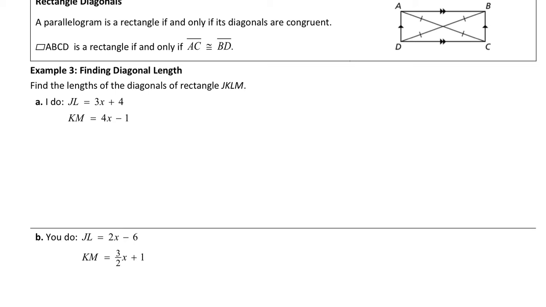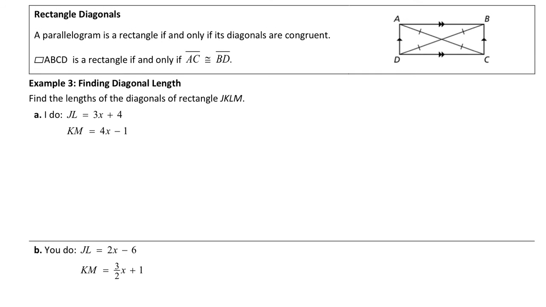Okay, so now that we've talked about some properties of rhombuses, we're going to talk about a property of rectangles. A property of a rectangle is that for a parallelogram to be a rectangle, its diagonals must be congruent. So in rectangle ABCD, or in parallelogram ABCD, it is a rectangle only if AC is congruent to BD. Okay? Only if the diagonals are congruent.